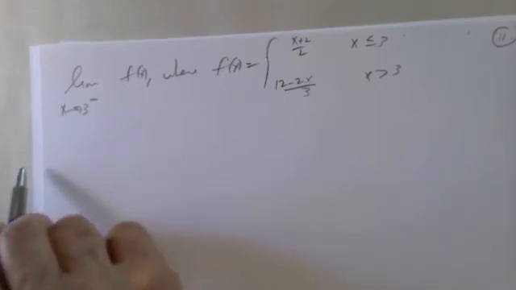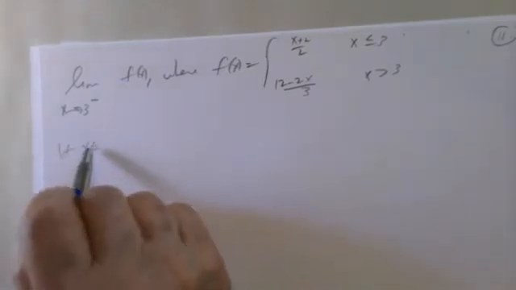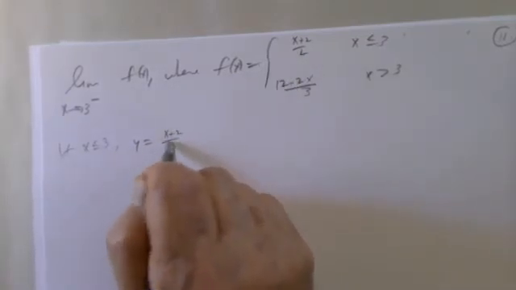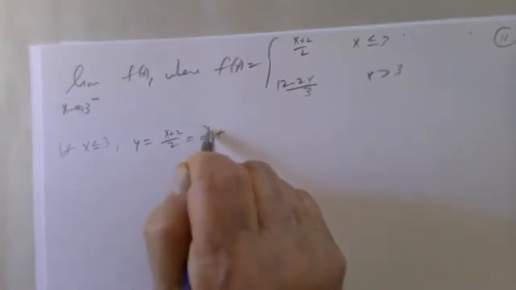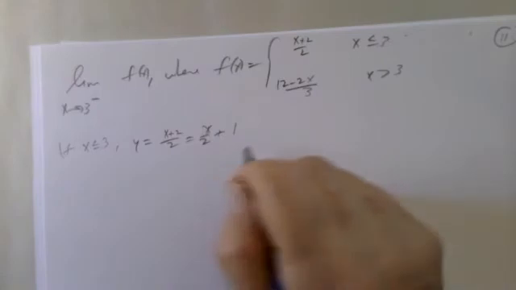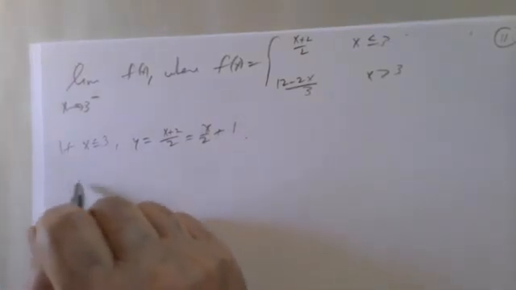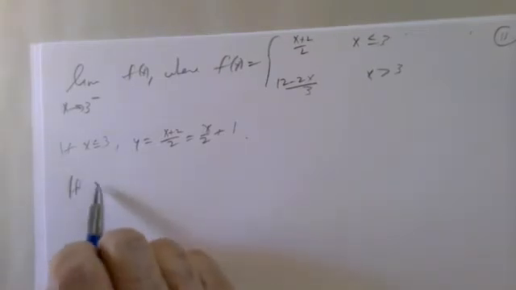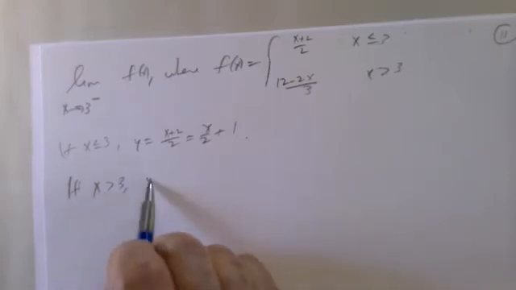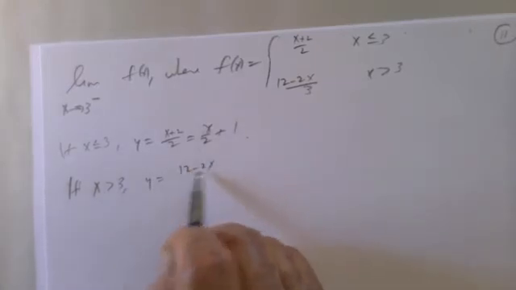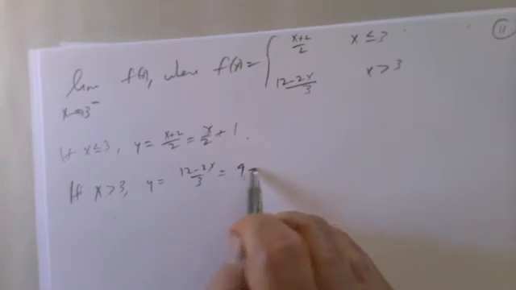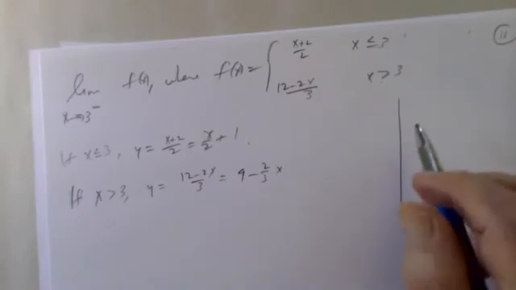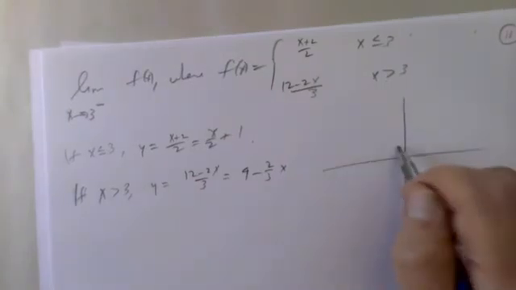So what does the graph of this function look like? If x is less than or equal to 3, y is (x plus 2) over 2, which is x over 2 plus 1. And if x is greater than 3, y is (12 minus 2x) over 3, which is 4 minus 2/3 x. So what does this graph look like?